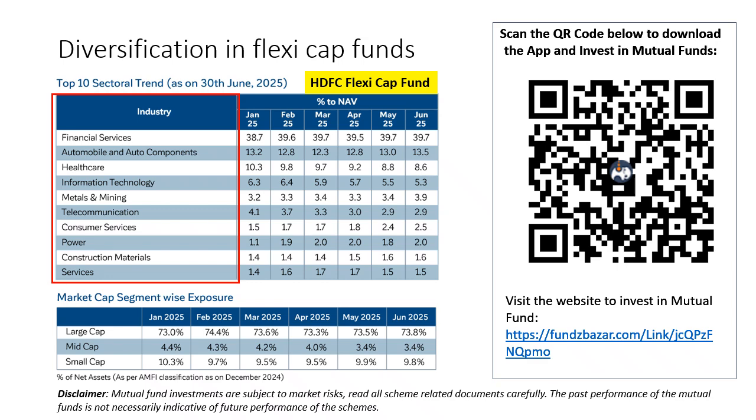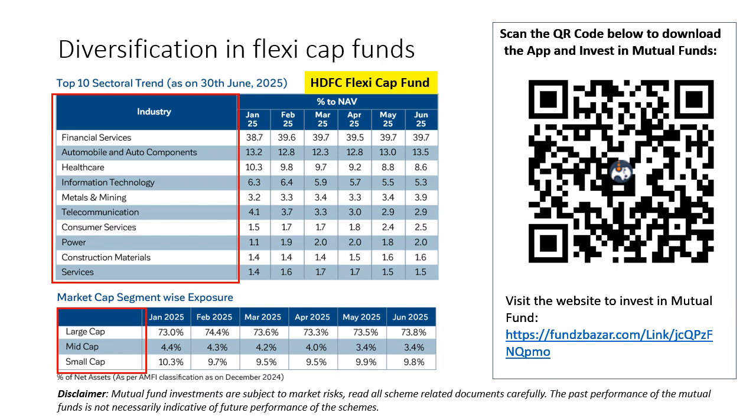And since there are so many industries, even if one or two industries underperform, their performance will be averaged out by other industries which are performing better. So that is the one level of diversification which you get in a flexi-cap fund, which is the industry diversification. The second and more important diversification that you get in flexi-cap funds is the market cap segment. So look at large cap, mid cap, small cap, and let us look at how their allocation has changed.